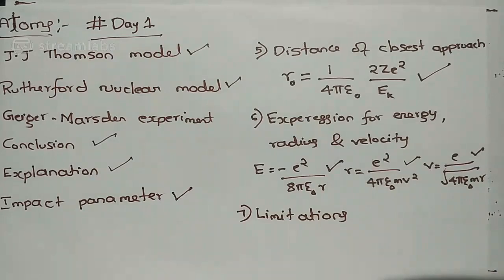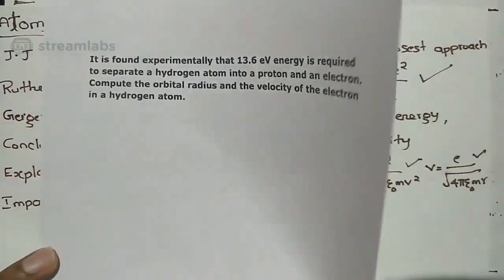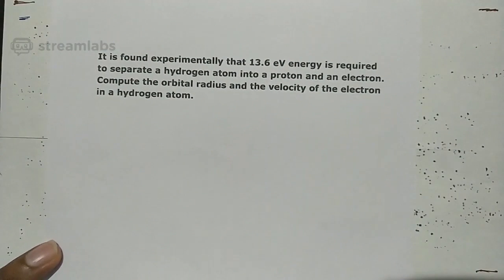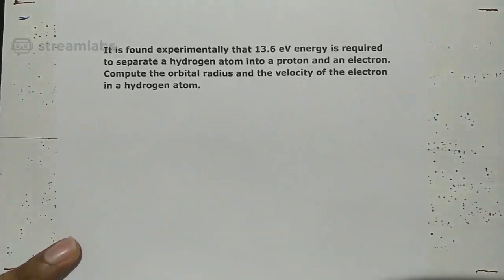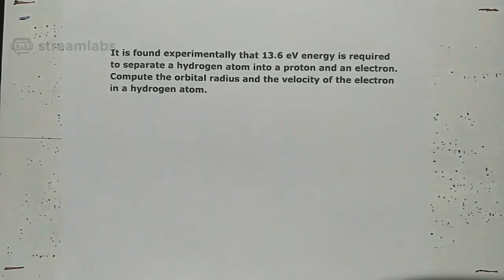Meanwhile, I have given a problem to solve in the previous class. I'll read it once again. It is found experimentally that 13.6 electron volt energy is required to separate a hydrogen atom into a proton and an electron. Compute the orbital radius and the velocity of the electron in a hydrogen atom. So I hope you got the answer. This is a simple question.